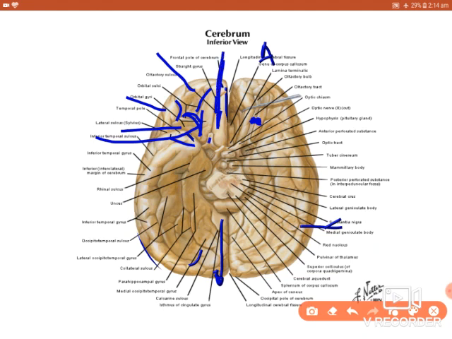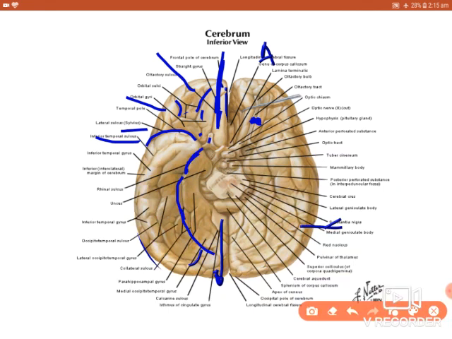Then here in this temporal surface, you can see this is the lateral sulcus. Then the medial-most sulcus is called the collateral sulcus. Anterior to the collateral sulcus, it is named the rhinal sulcus.